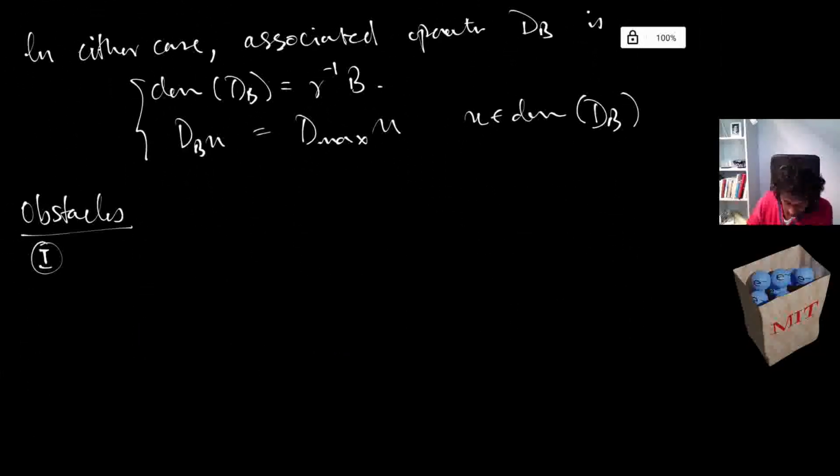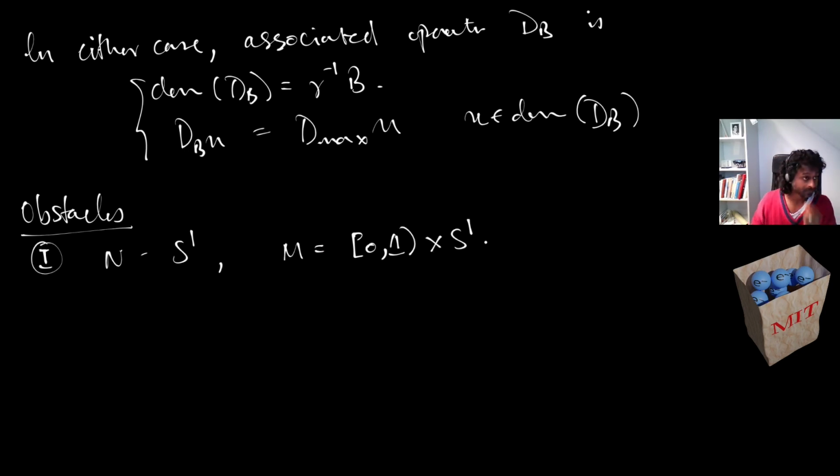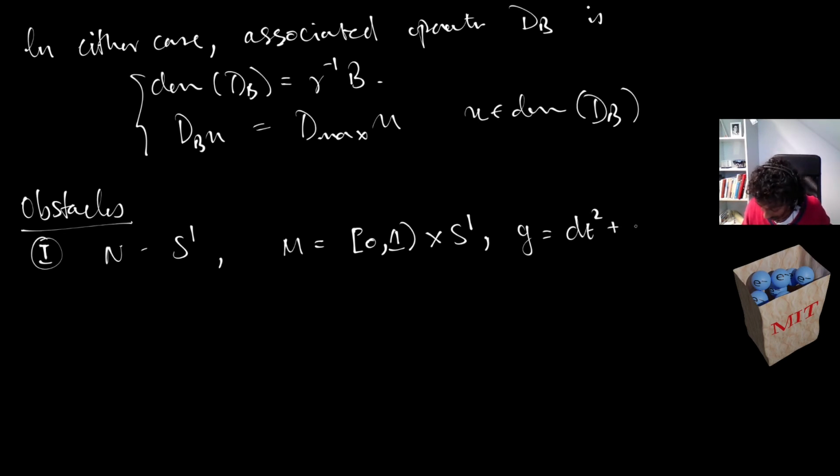So let's look at this cylinder. Let's take N to be a compact manifold. Well, actually, let's make it really simple. Let's take N to be S1, in fact. And let me take M to be equal to (0,1), non-inclusive, cross S1. And so my G is just the line segment metric plus the usual metric on S1.